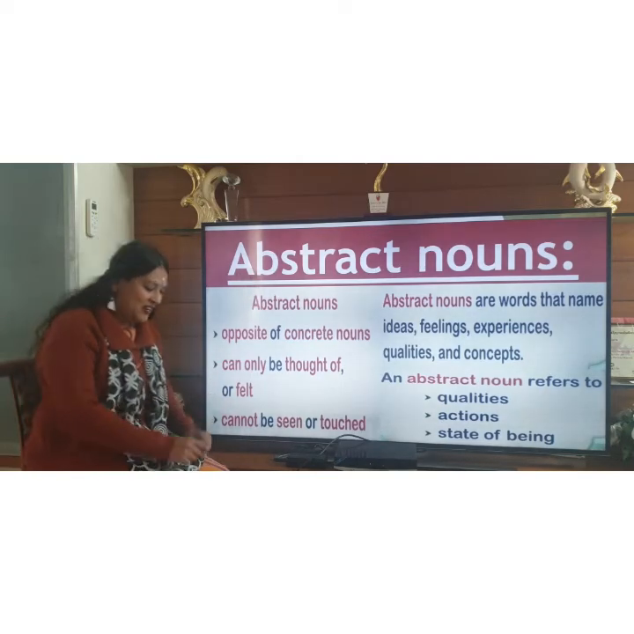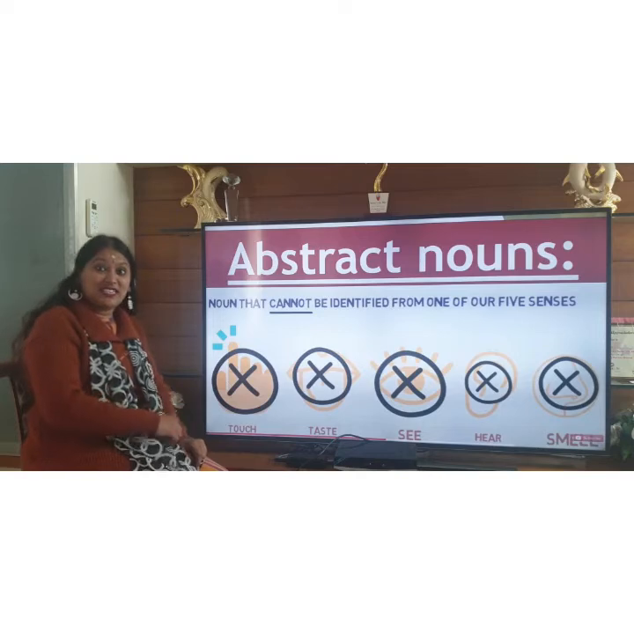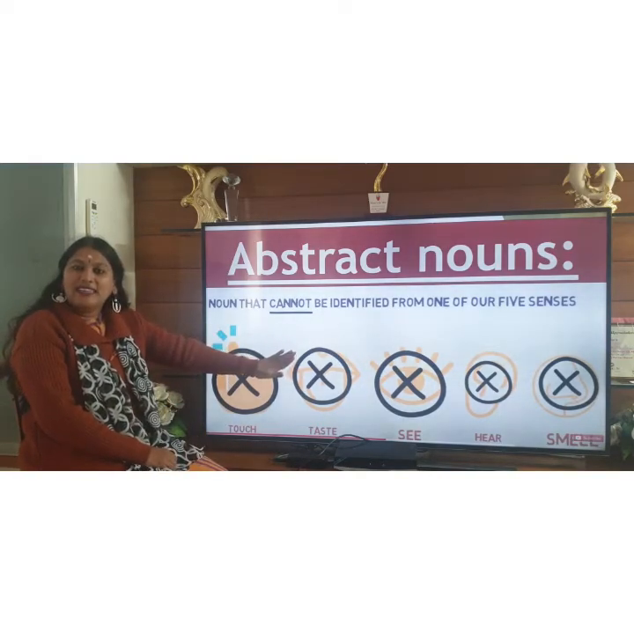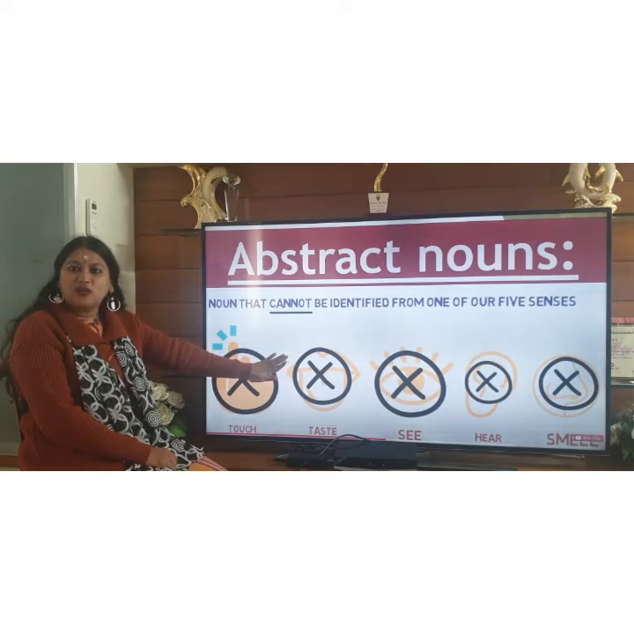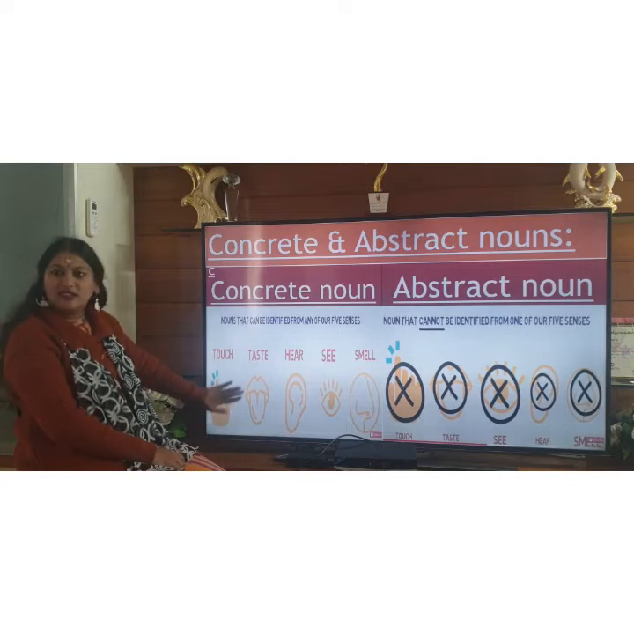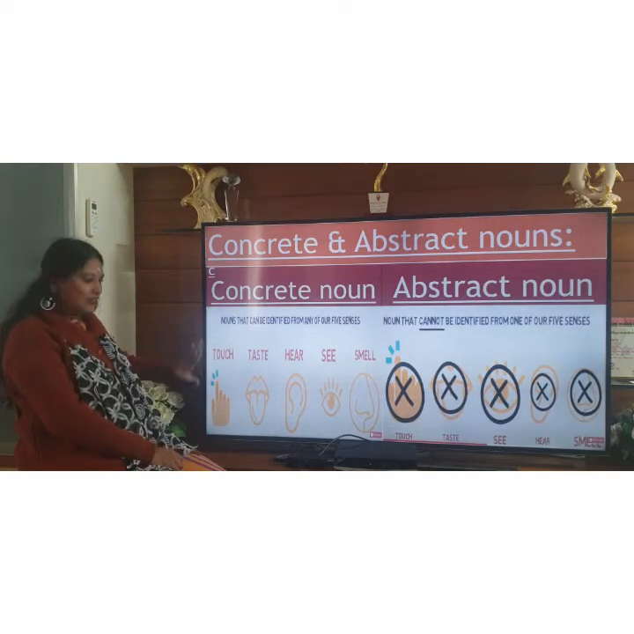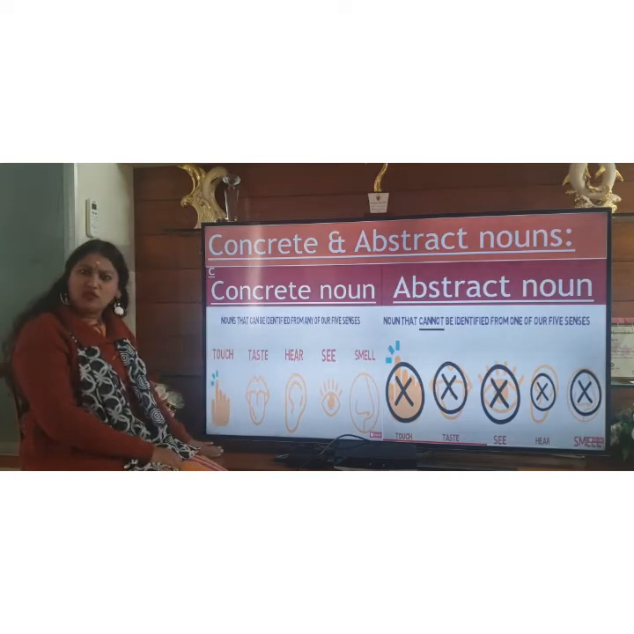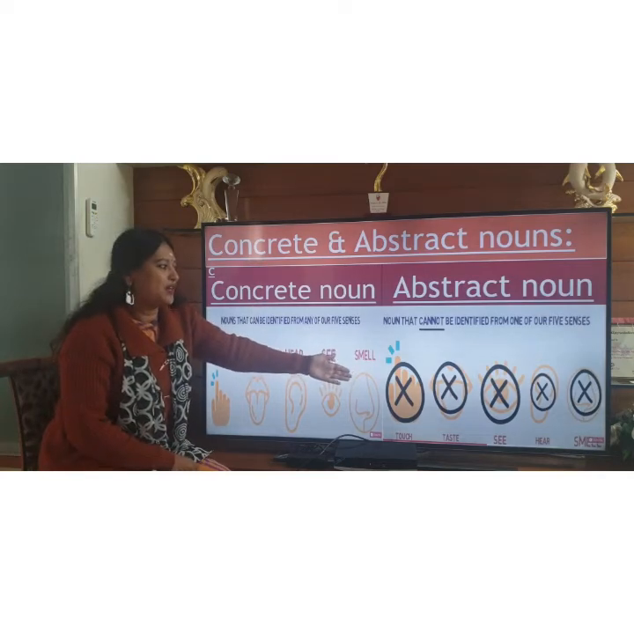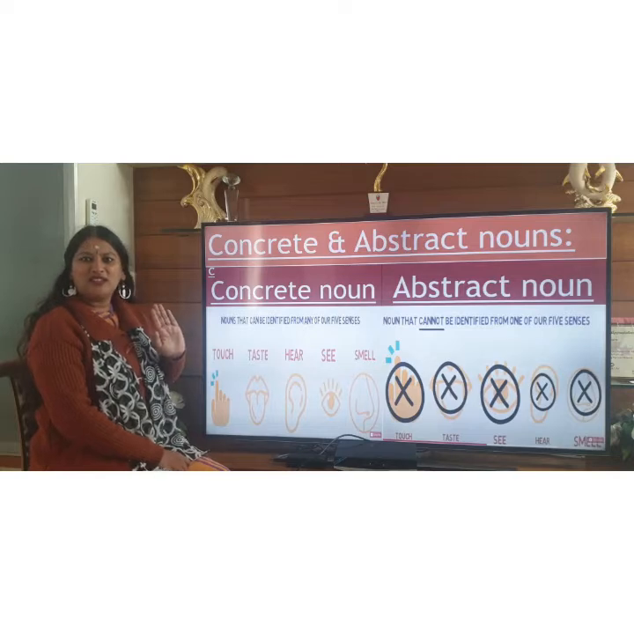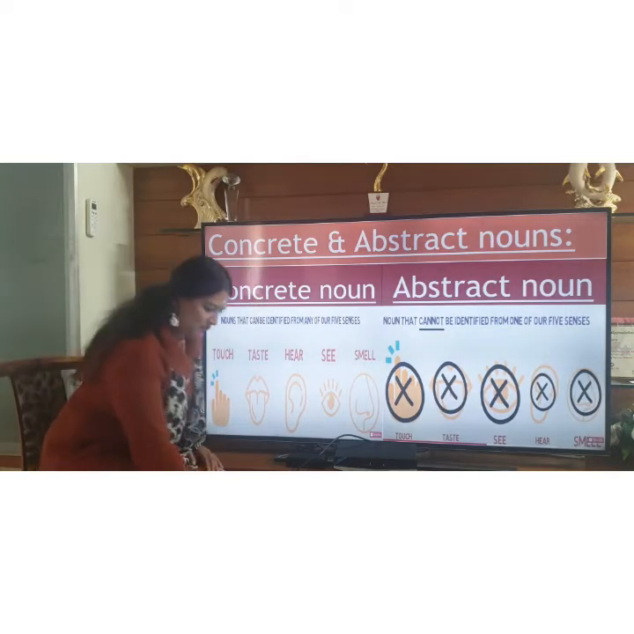Got it? Now let's see through a pictorial presentation. Didn't I tell you that concrete noun and abstract noun are totally opposite to each other? Let me show you the comparison chart. See here, children, this is the concrete noun that we read: sight, taste, touch, hear, all these things. Do you see any cross mark here? No. But when it comes to abstract noun, all cross marks. Got it, dear? Next.